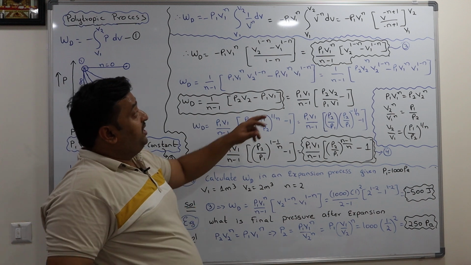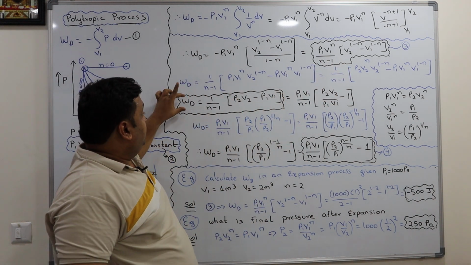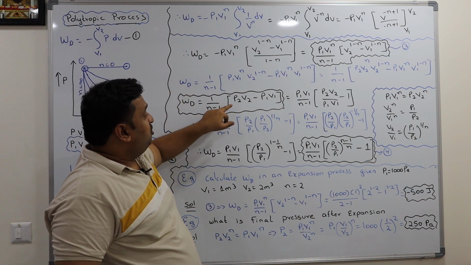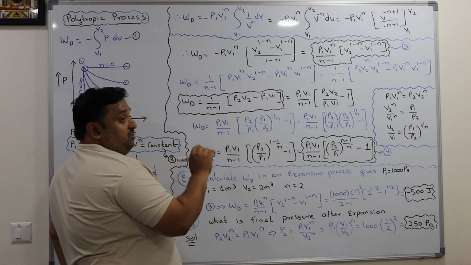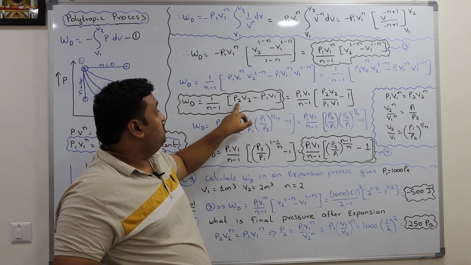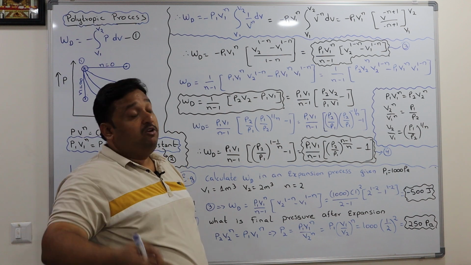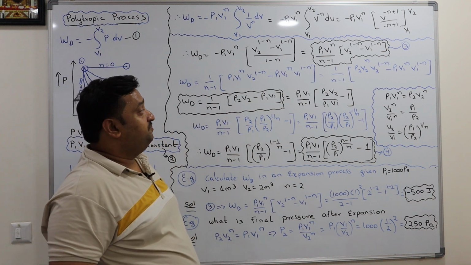That means you can use either this equation. Now the new equation has come. Displacement work can be calculated as 1 by n minus 1 into P2 V2 minus P1 V1. Here you can use this equation only if you know P1, V1, P2, V2. If you know initial pressure, final pressure, initial volume, final volume, then only you can calculate the displacement work that has been done.